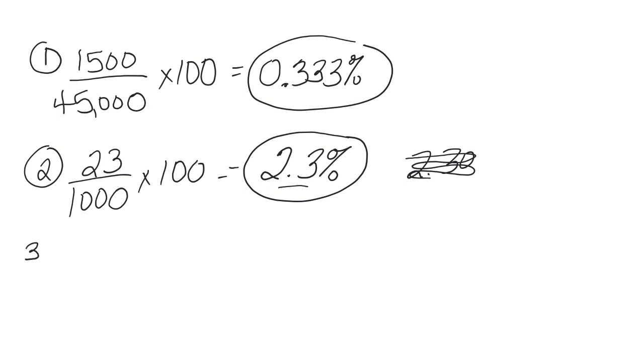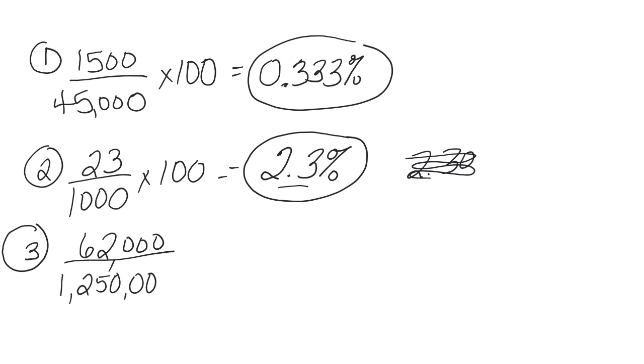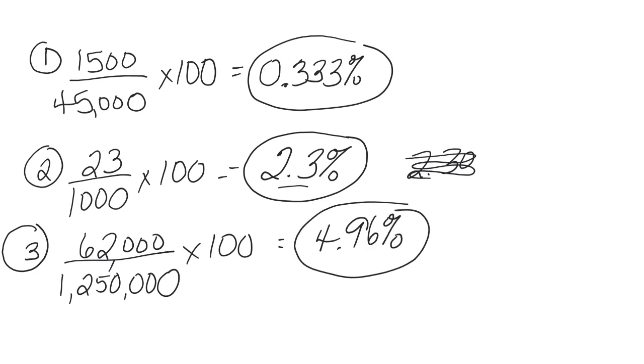Now we have the death rate for a country with 62,000 deaths over a population of 1,250,000. So go ahead and plug this in your calculator. Pause the video, plug it in your calculator, and practice this yourself, and then restart the video. So we're going to round this one to 4.96. So that is 3 significant digits right there.